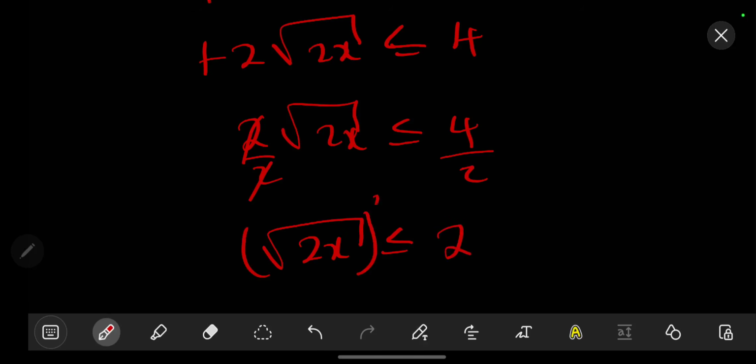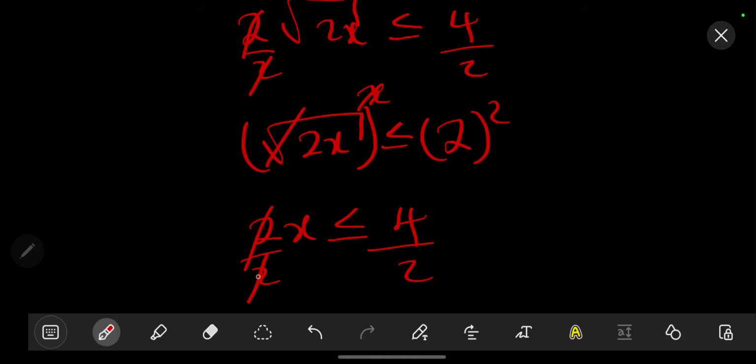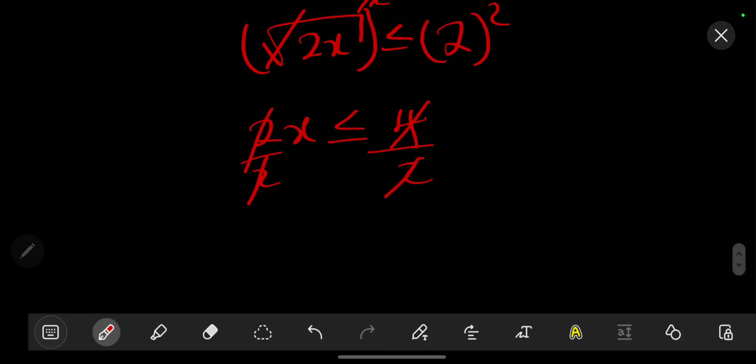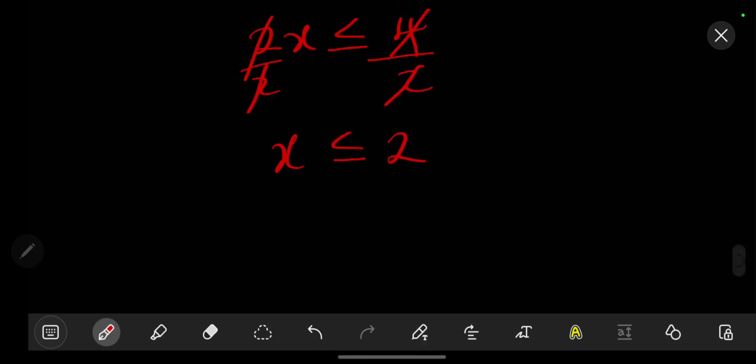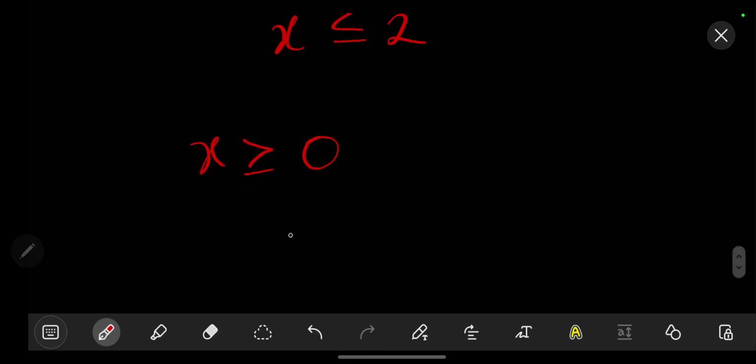From here, we are going to square both sides. This will give us this and this cancels. So we have 2x less than or equal to 4 like that. Then we divide over 2 over 2. Then we are going to have x should be less than or equal to 2. Then we also had our x should be greater than or equal to 0. Now if this is the case, we can just have an interval.